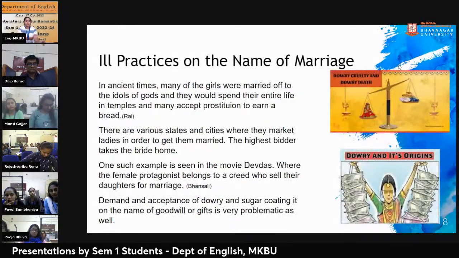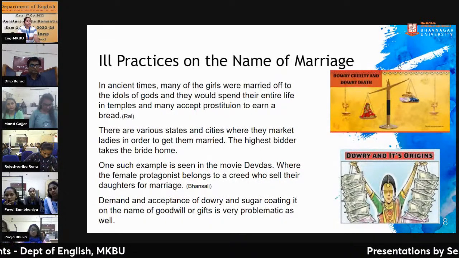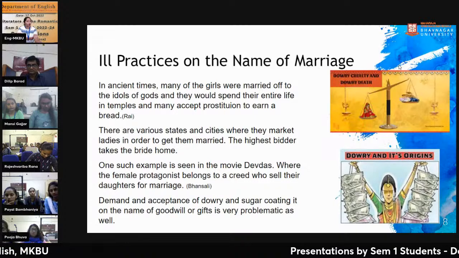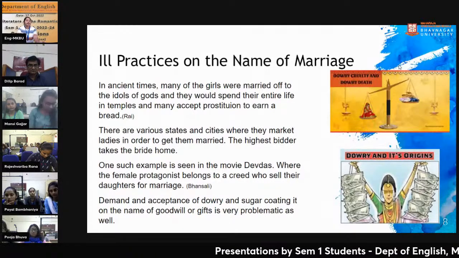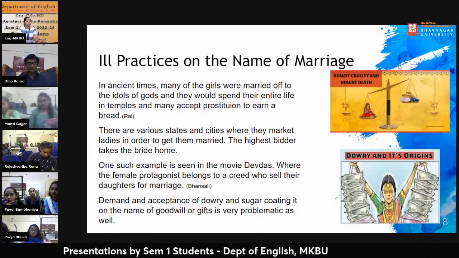Ill practices in the name of marriage. In ancient times, many of the girls were married off to the idols of gods, and they would spend their entire life in temples, and many accepted prostitution to earn bread.